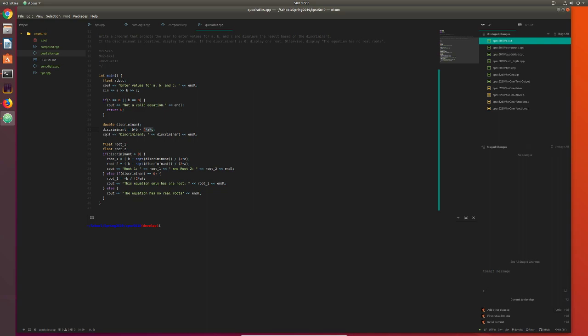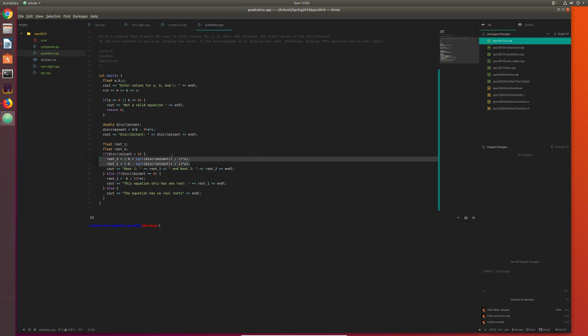And then we go in and calculate the discriminant here, which is b squared minus 4ac. And then I print out the discriminant just for debugging purposes, but I might remove that before turning it in. And so we say if the discriminant is positive, which is this if statement, the first root is negative b plus the square root of the discriminant divided by 2 times a. And then the second root is negative b minus the square root of the discriminant divided by 2 times a.